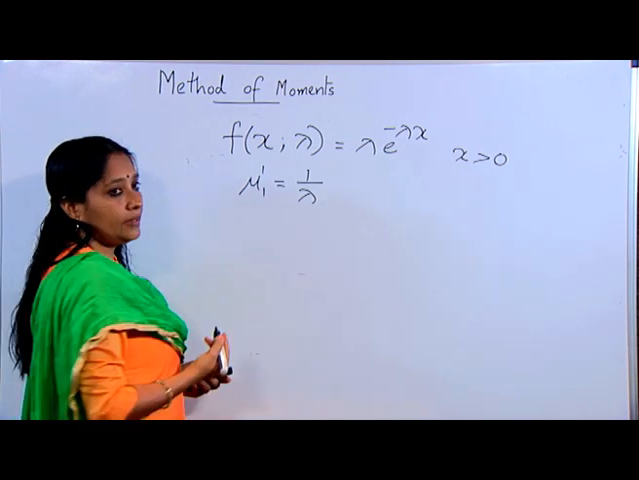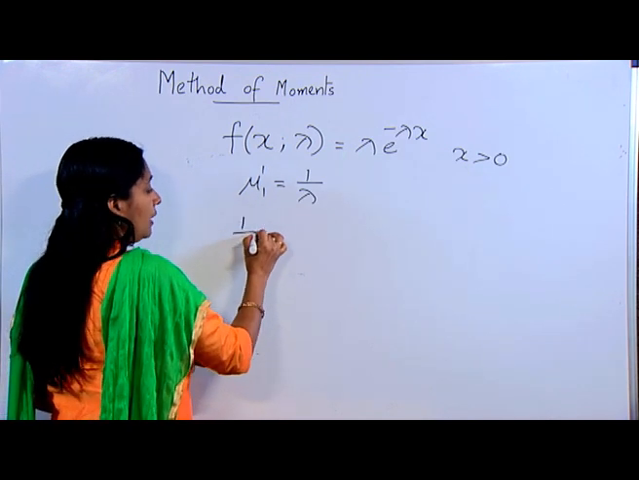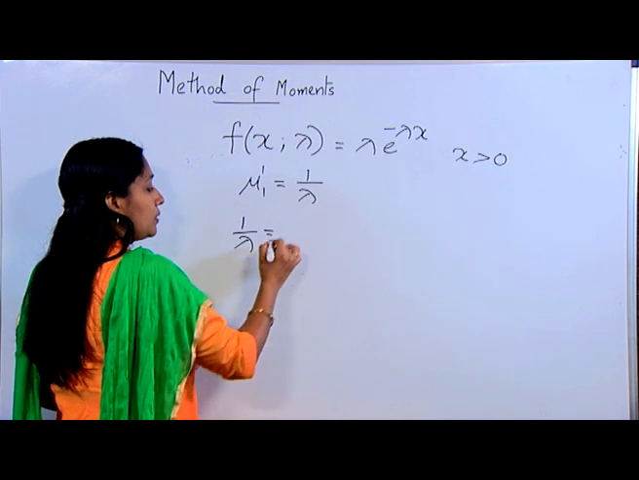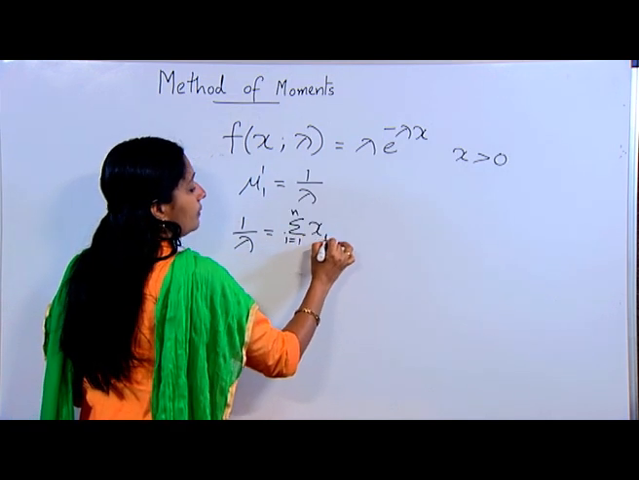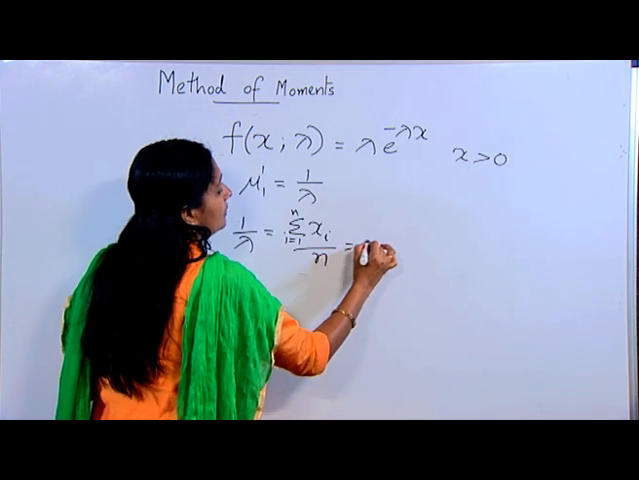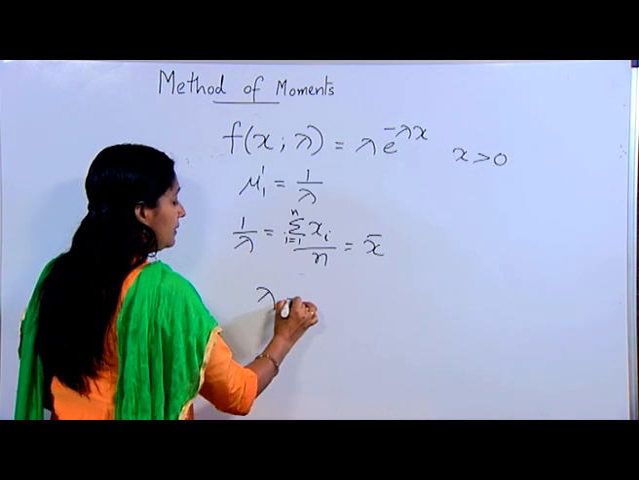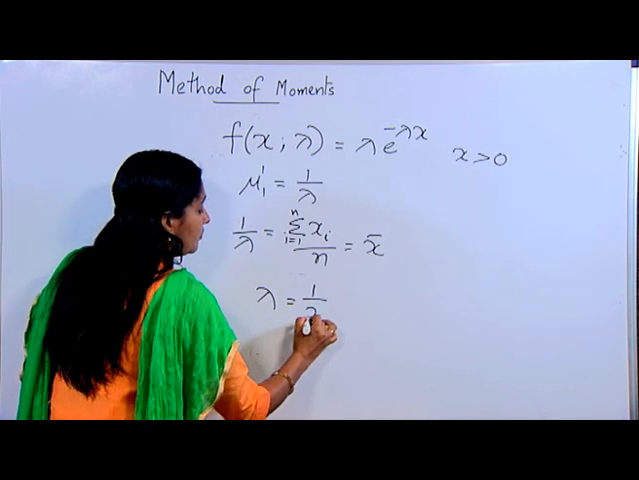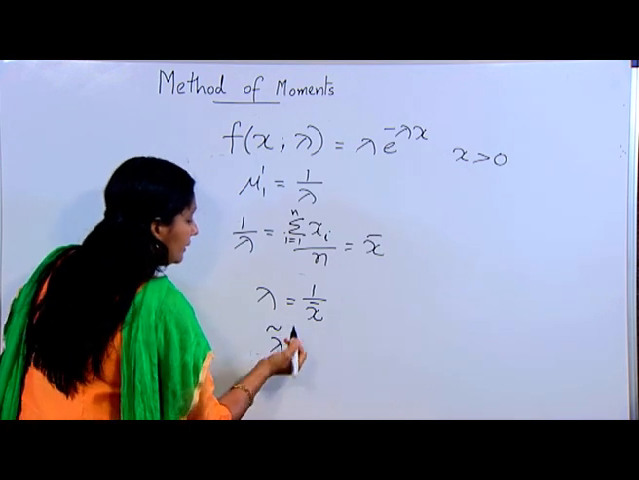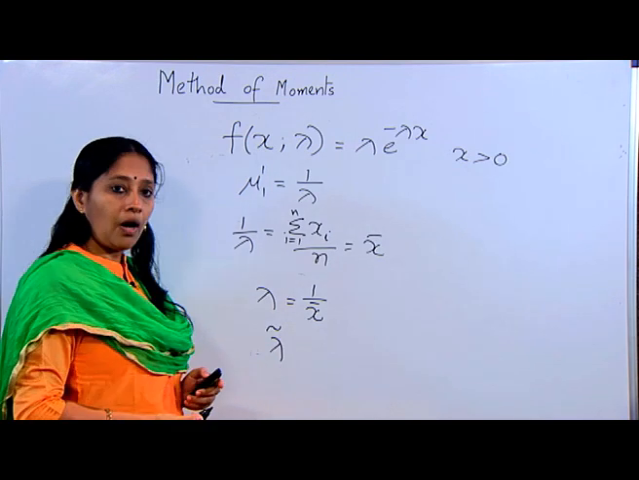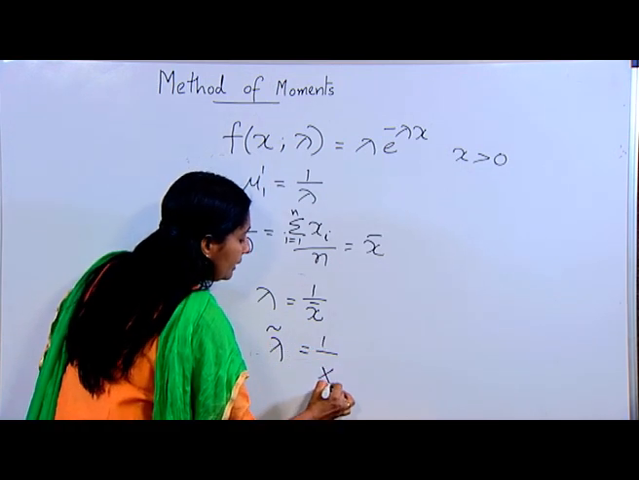Equating this with the first order sample moment, we get 1 by lambda is equal to summation i = 1 to n xi divided by n, and that is equal to x bar. So, it means that lambda is equal to 1 by x bar, or we can take the moment estimator of the parameter as lambda curl equal to 1 by x bar.